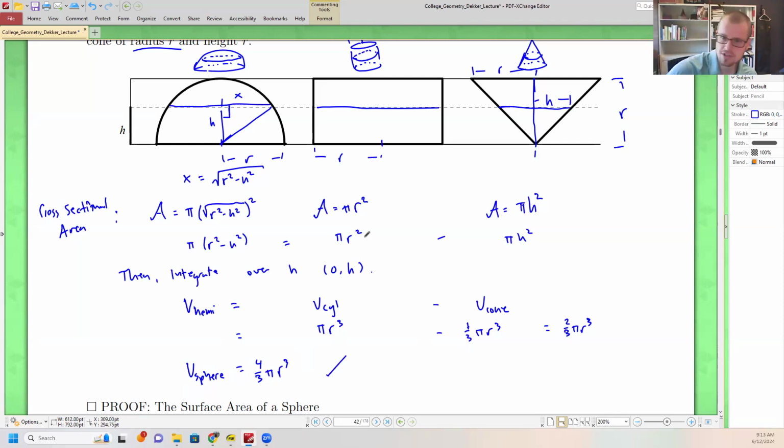Excellent. So we're going to pause here for now, and we'll take a look at a proof for the surface area of a sphere as well, of course, the formula. So join back here in the office in just a little bit.